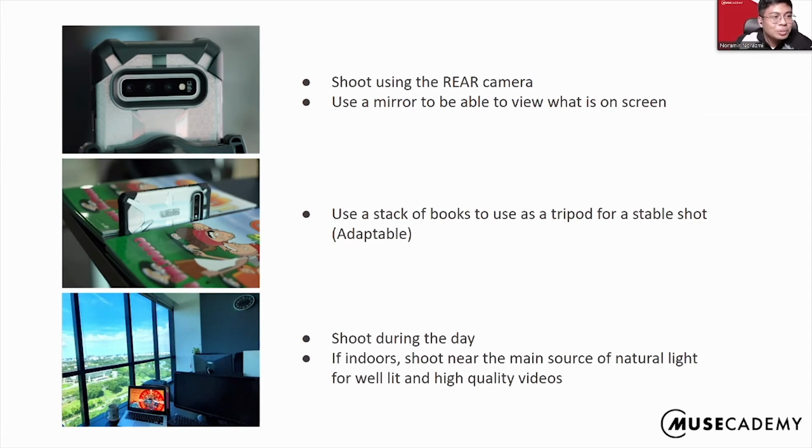I would suggest to use the rear camera, which is the camera on the back, not on the screen side, because generally the camera on the back is better quality than the front one. Let's say you're shooting using a rear camera, right? You're shooting yourself. How am I supposed to see myself? If you can, grab a mirror, put it in front of the screen so you can see yourself. Now you're wondering, let's say you don't have a phone tripod, we can use a stack of books as a tripod for a stable shot, as you can see here in my example.